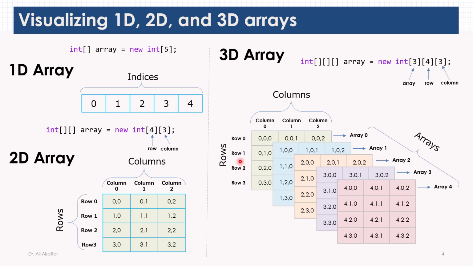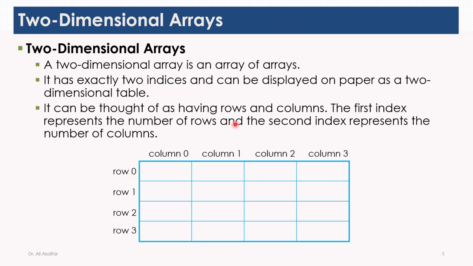After understanding how to visualize one-dimensional arrays, two-dimensional arrays, and three-dimensional arrays, we would like to discuss in more detail two-dimensional arrays as a special case of multi-dimensional arrays. For two-dimensional arrays, we have already mentioned that they have exactly two indices and can be displayed on paper as a two-dimensional table, similar to this table, that has a number of rows and a number of columns. Also, we mentioned that it can be thought of as having rows and columns.